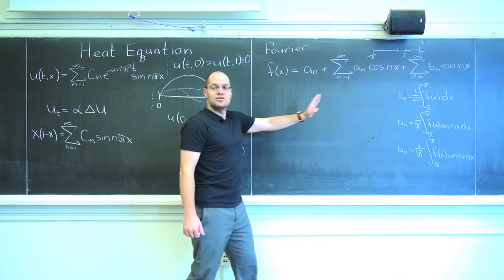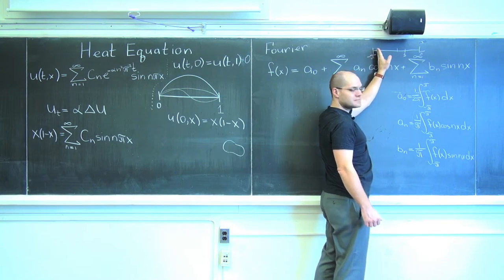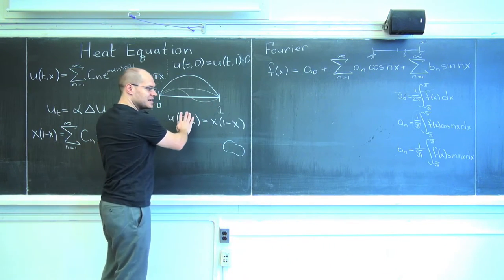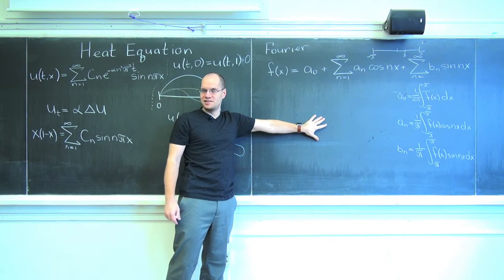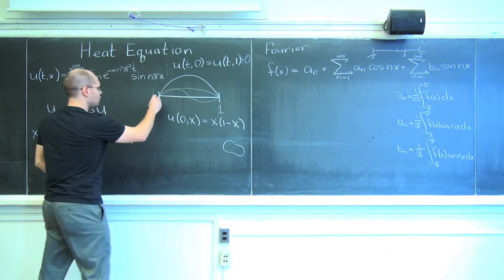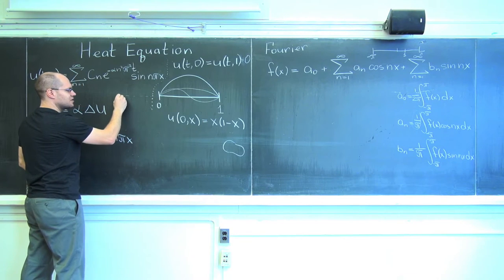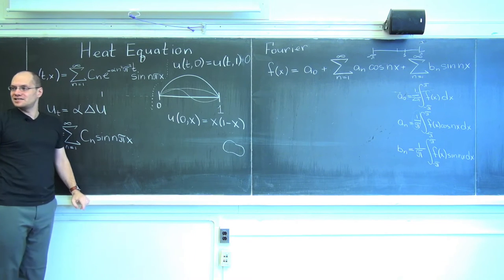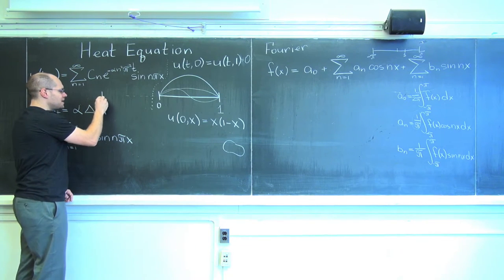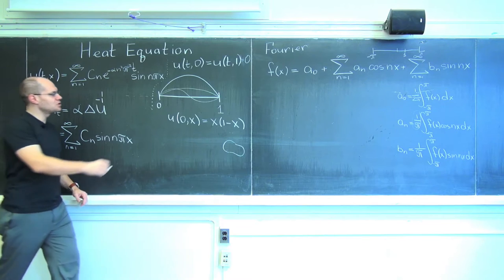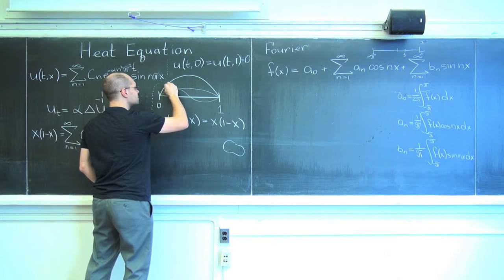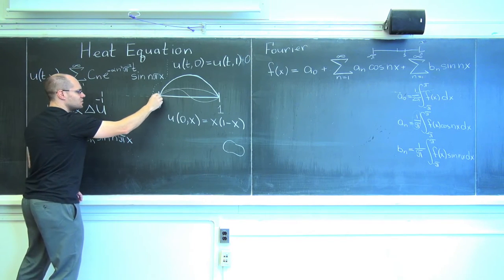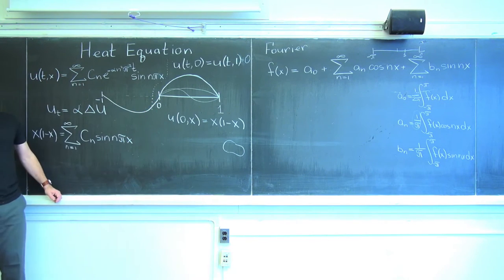But what are we going to do about the left side? Here's what we're going to do. It's just to make this scenario be a special case of this scenario. We'll imagine artificially that we're actually doing it on the segment from -1 to 1. So we're going from -1 to 1. And we're going to continue our initial condition in the anti-symmetric way like this. You see what I did?